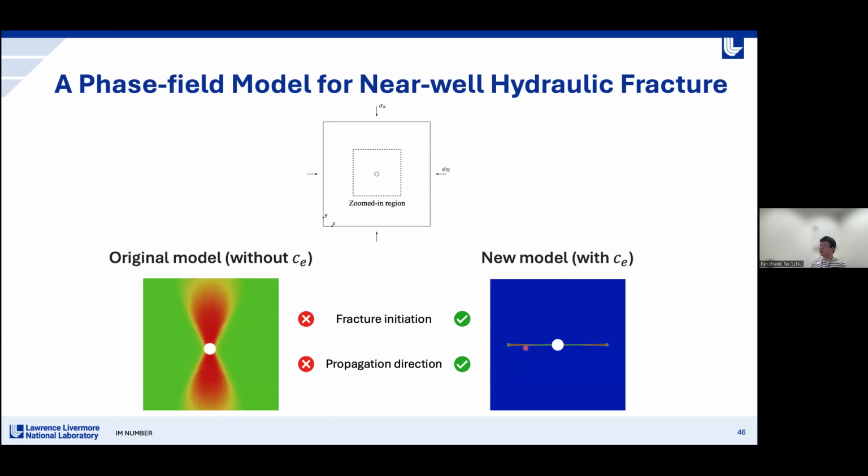And to better demonstrate the advantage of this model, here we are comparing the solution from the original model without this CE term and our new model for a 2D wellbore problem under different principal stresses in each direction. Because the minimum horizontal stress is in the y direction, we expect the hydraulic fracture to initiate at the most left and right points on the wellbore surface. And the fracture should propagate horizontally, that is normal to this sigma small h. You can see the new model can predict the fracture initiation and propagation direction as we expect, but the original model cannot.